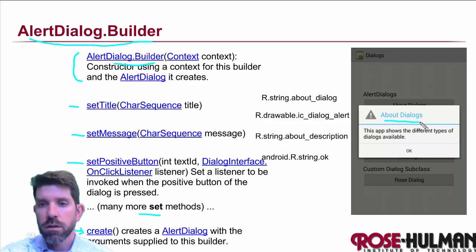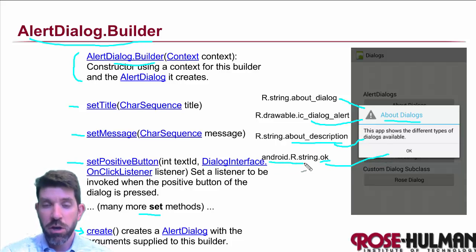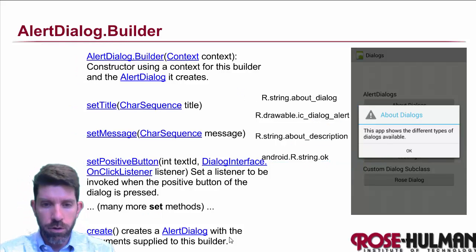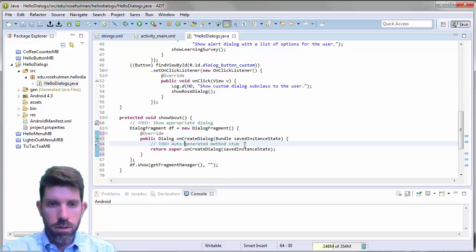So we have a title here about dialogs, and we have a string for that. The icon is one right here that we also have, and then we have our description, right, is here, and then this OK is here, and that's actually a built-in. So Android has support for the string OK, so we might as well use it, right? So let's go write the code. So in here, get rid of the to-do.